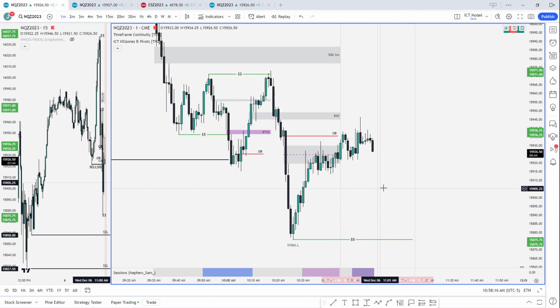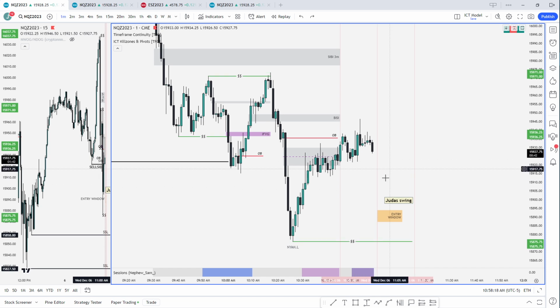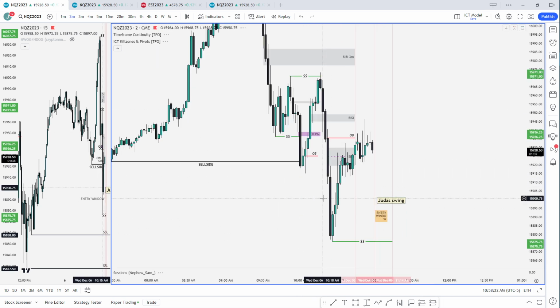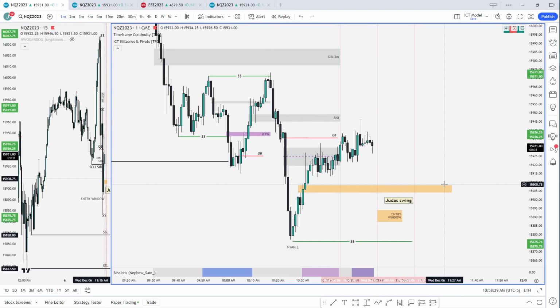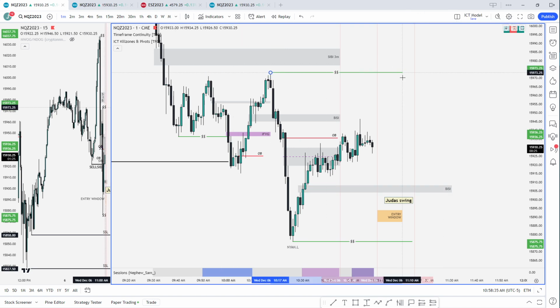Watch that Judas within 11, and then purge and revert. I would assume maybe fill a gap here on the 2-minute. You want to dip into the sell side, reach into here, and then reverse up to the buy side. That would be nice because these are relatively equal. So watch right up here now.